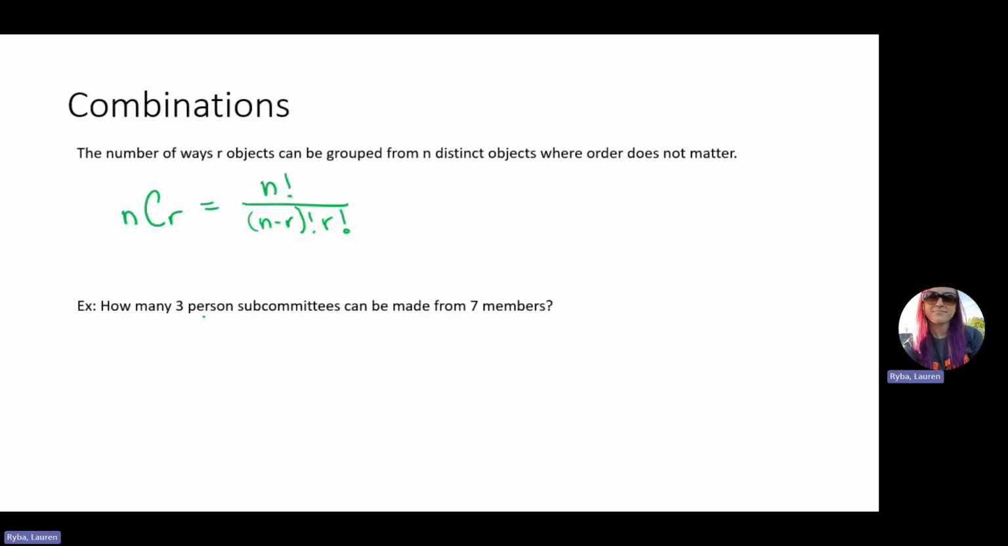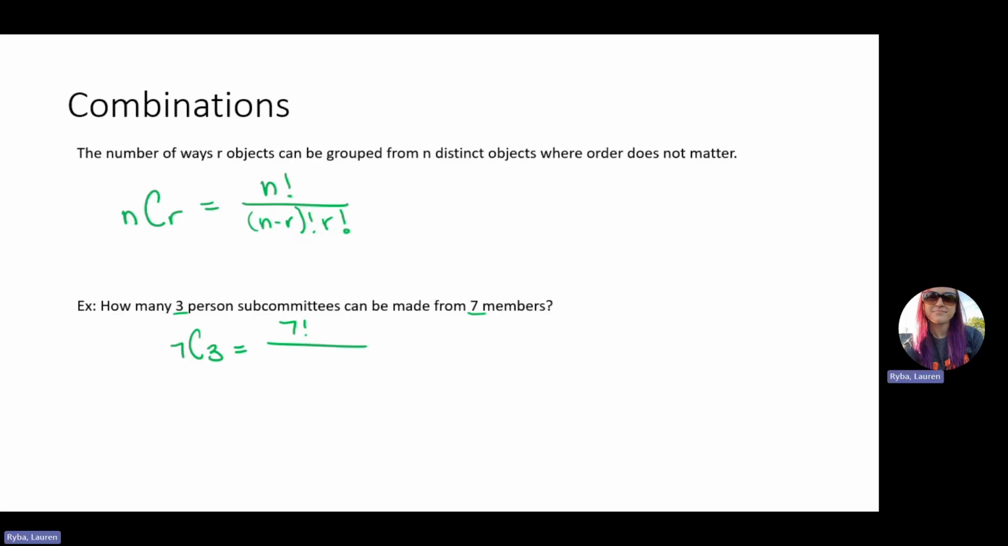So how many 3-person subcommittees can be made from 7 members? The key thing you're going to see as you're reading these: are you arranging? Are you organizing? That's a permutation. Are you just grouping people together? That's a combination. So I want 3 of the 7. So 7C3. We're going to start with 7 factorial on top.